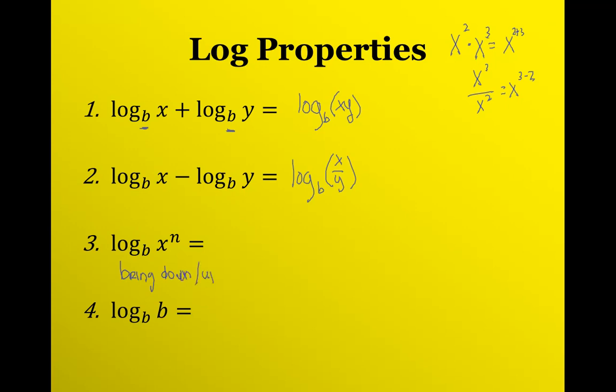Or I guess the bring up property. So I now have my argument being raised to a power. It's not the entire log, just the argument. So I'm going to take the exponent and I can actually bring it out in front as a multiplier. So this is equivalent to n times log base b of x.